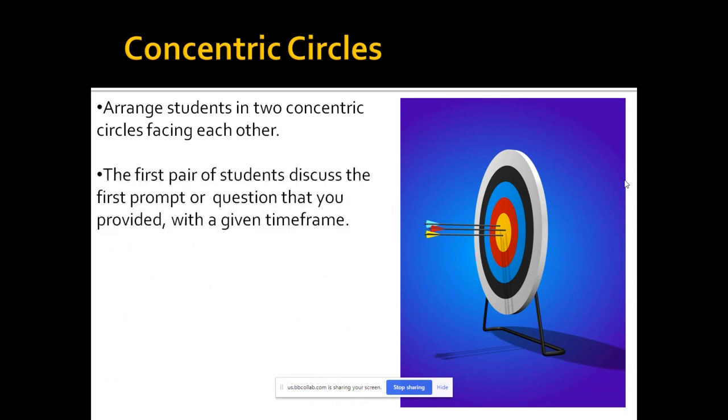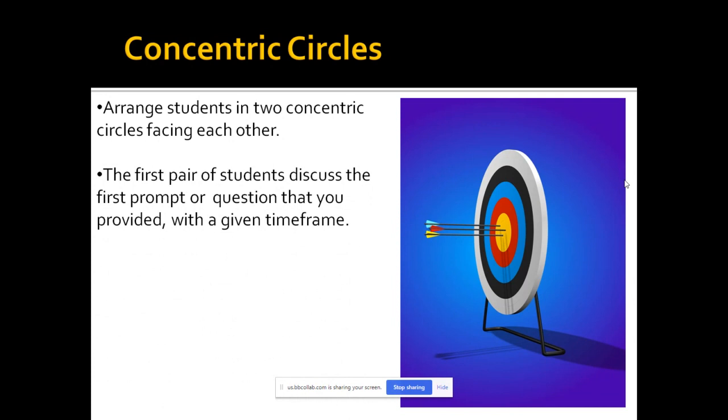The first pair of students that match up discuss a prompt or question that you have provided for them. You give them a time limit, one that allows them the time to get it done. You may even have a warning bell. Maybe they're given 4 minutes, 2 minutes for one person to speak, and then you say, okay, time's up, next person speak. So give them a chance to speak and share their ideas.